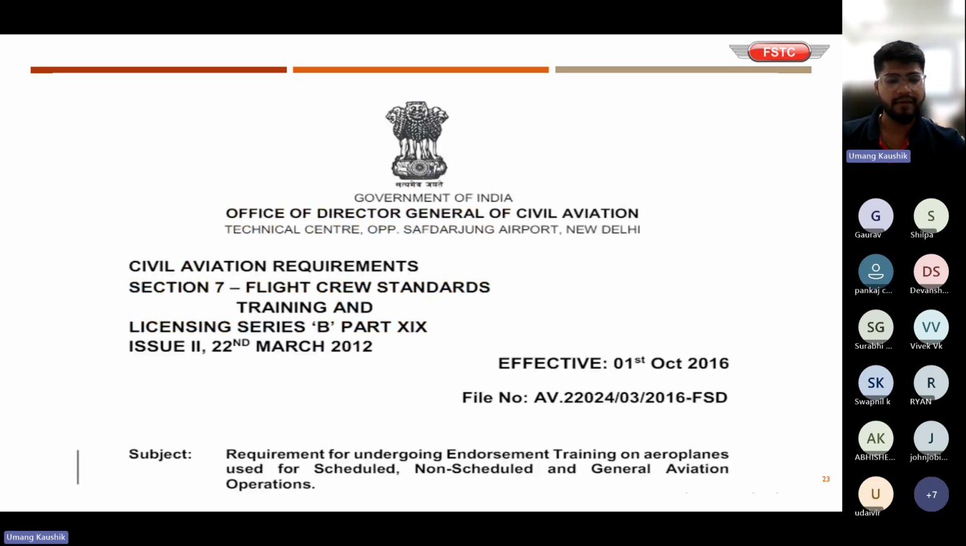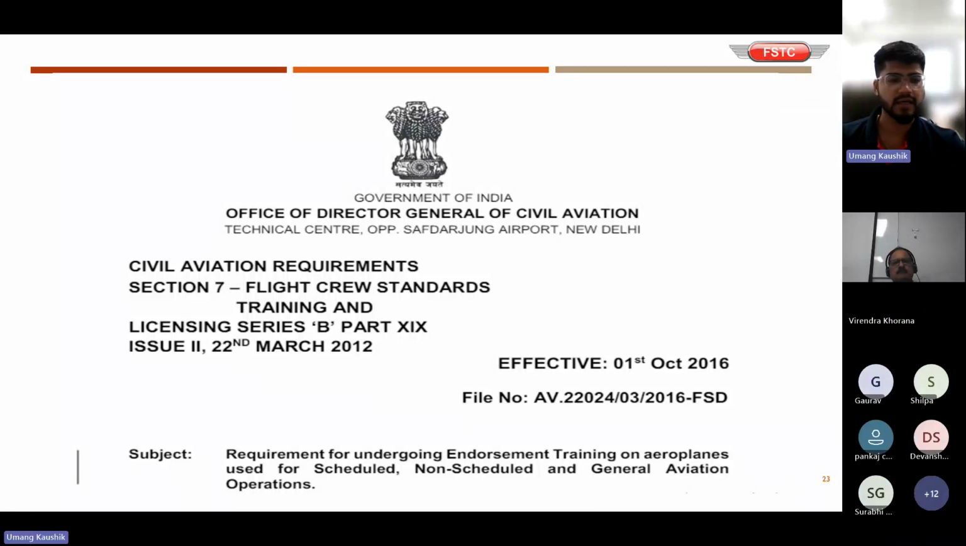How many of you have gone to the DGCA website and read this CAR, Civil Aviation Requirement 667, Series B, Part 19? Guys, has any of you read this CAR? So let me just explain.